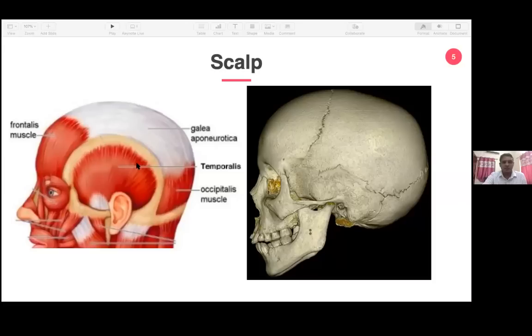So this is the very well-known muscle, which is nothing but the temporalis muscle, which occupies the lateral aspect of the scalp. If you remove this muscle layer and these muscle layers, you are going to see something like this. That means you are exposing the skull bone.